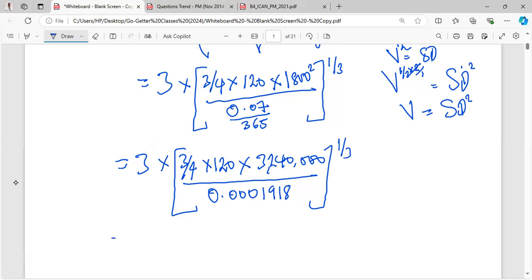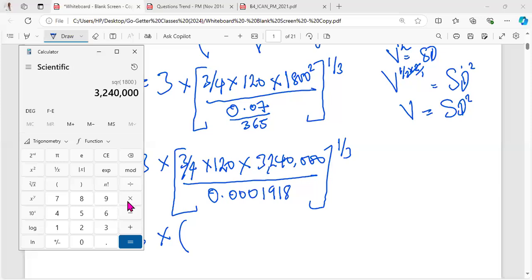This is still going to be 3 multiplied by, so let's tidy the whole thing here in the bracket. I have this big figure here. So I have this 3240. So let me multiply up from here, from right to left. So I'll say multiplied by 120, then multiplied by 3 divided by 4. I have this as my answer.